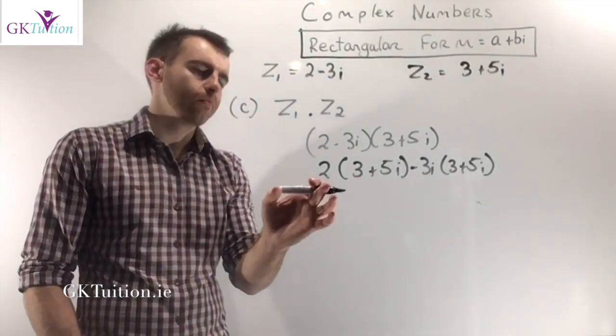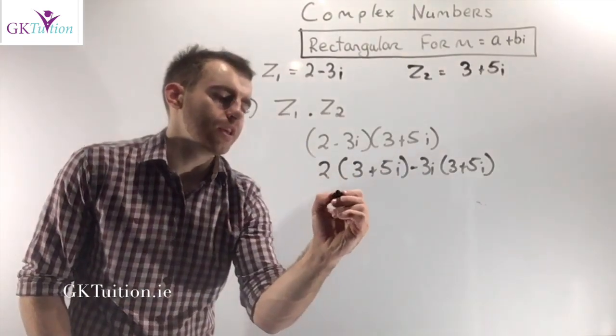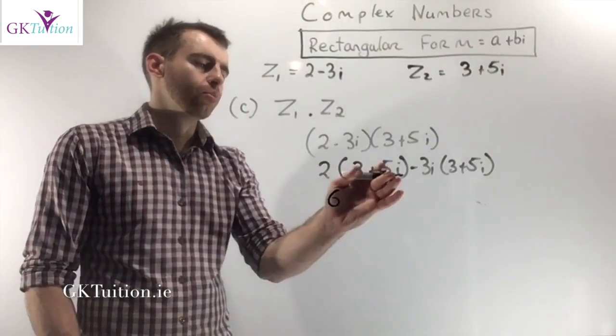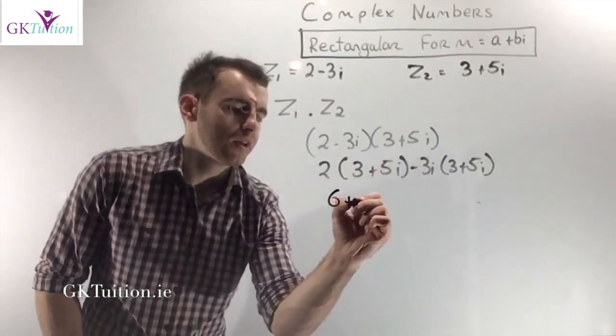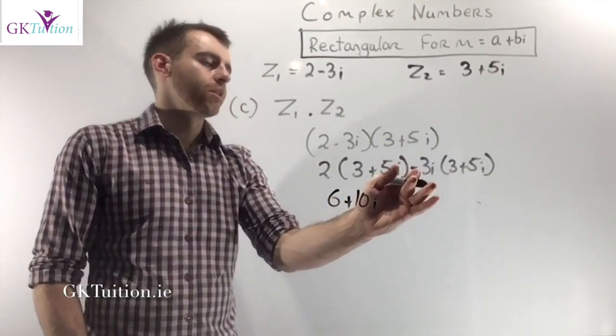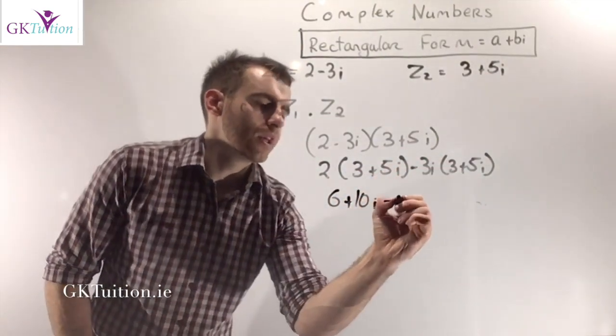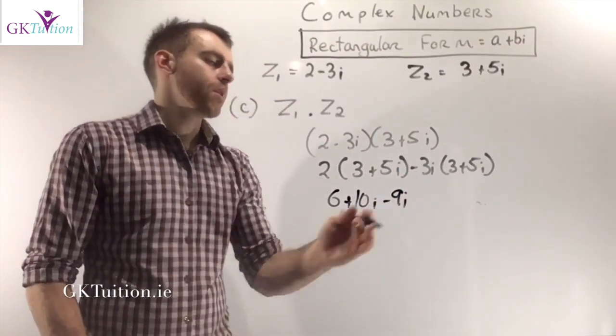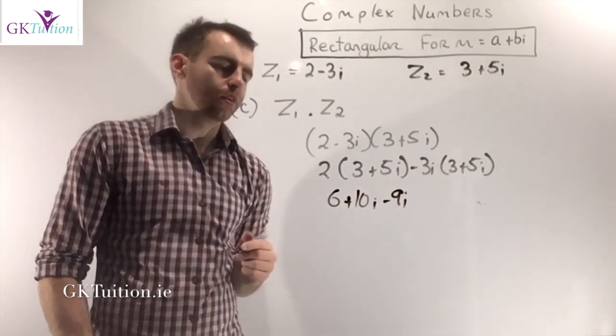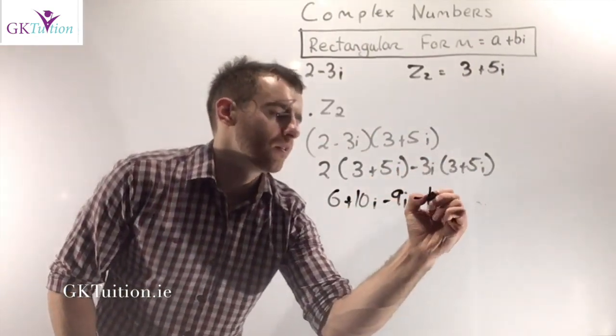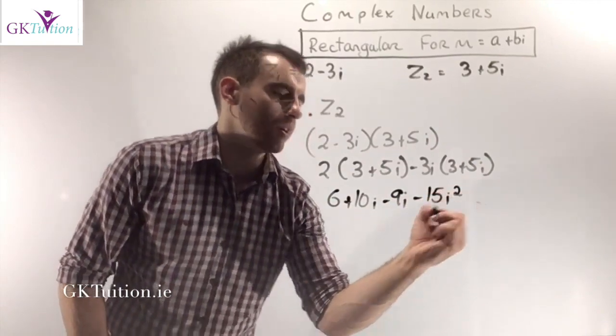There's just one catch. 2 multiplied by 3 gives me 6. 2 multiplied by plus 5i gives me plus 10i. Minus 3i multiplied by 3 gives me minus 9i. And minus 3i multiplied by plus 5i gives me minus 15i squared.